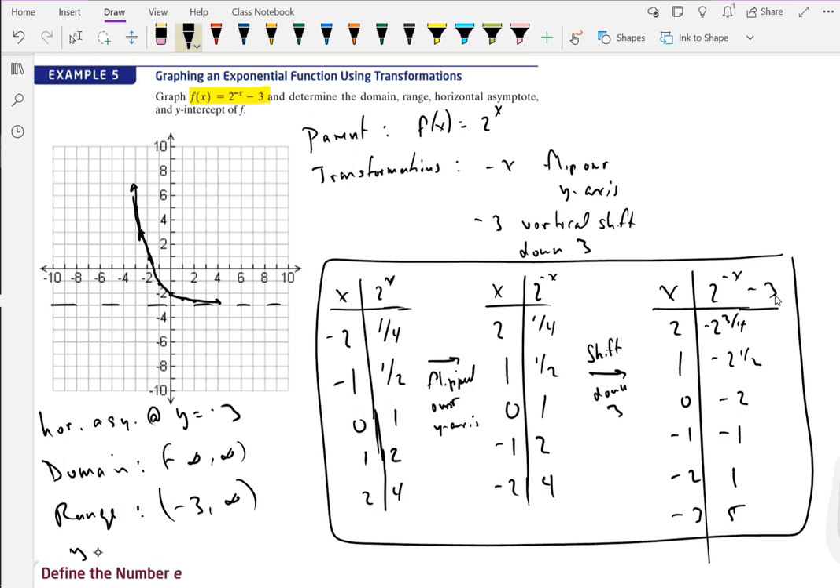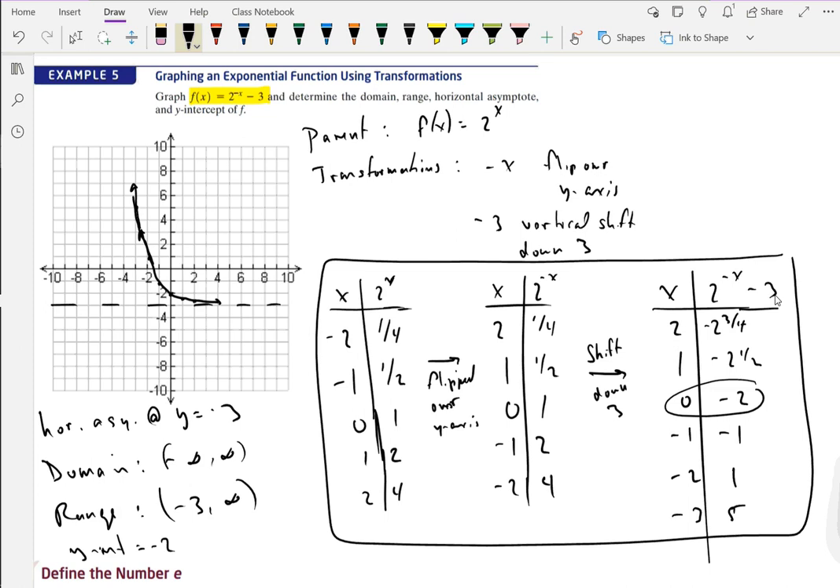Our y-intercept normally is at 1. But in this case, we moved it down 3, so 1 minus 3 is -2. So down at -2, and that's what we had over here in our table at 0, -2. So we can see the base functions here as far as what they look like overall, and that's the graph of an exponential function. Okay.